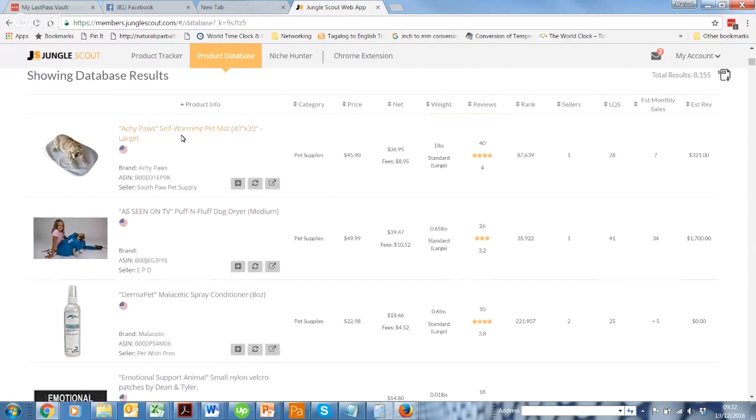The self-warming pet mat, I see that as really sexy. Probably a lot of competition there. Now, what I'm trying to find, and we've proven this time and time again with ourselves, as well as some of the people within our membership, is that the lower the competition, the better the results they're getting straight out of the gate.